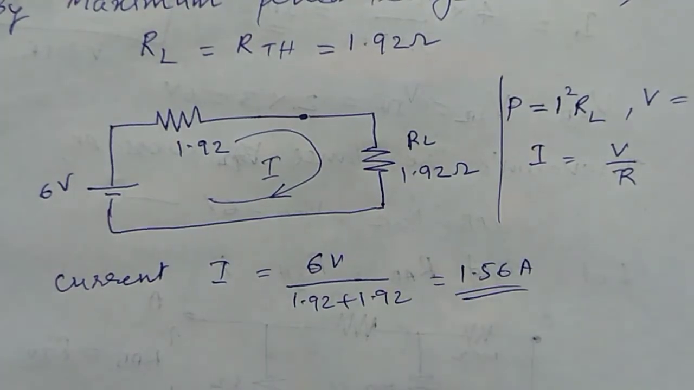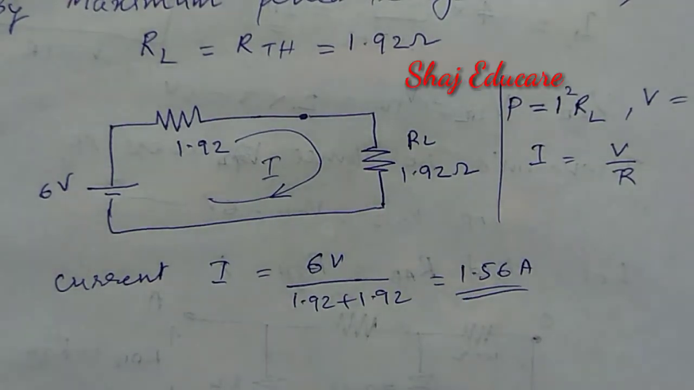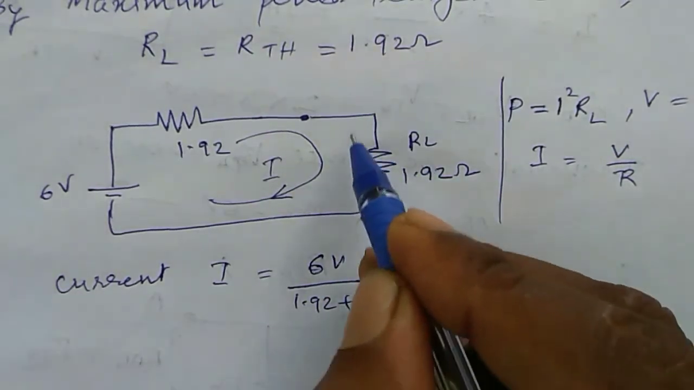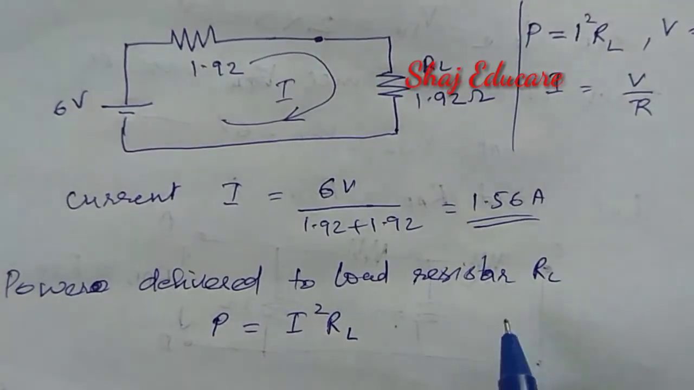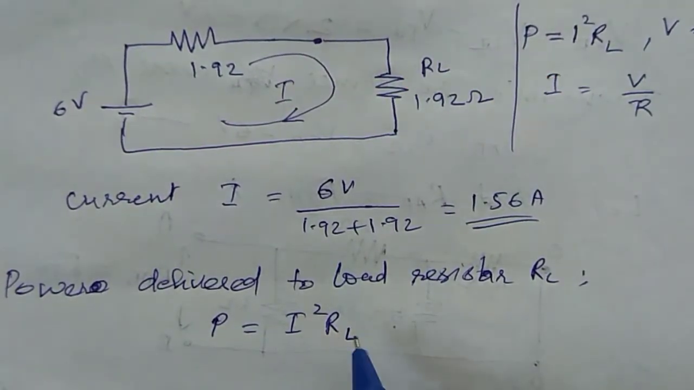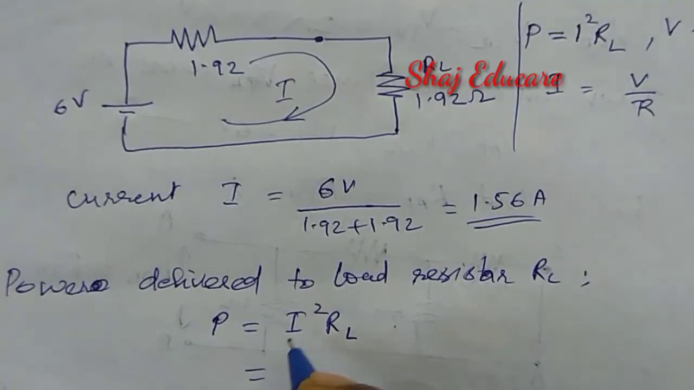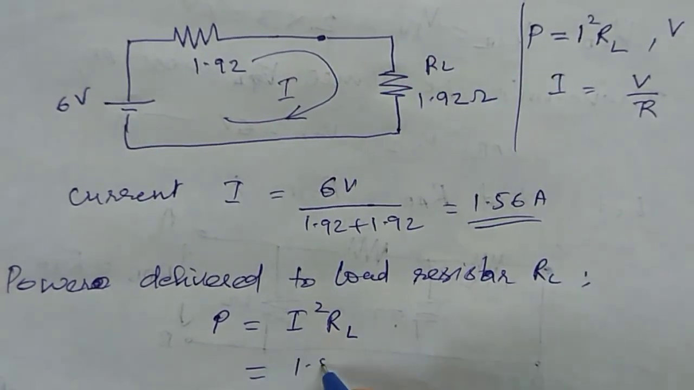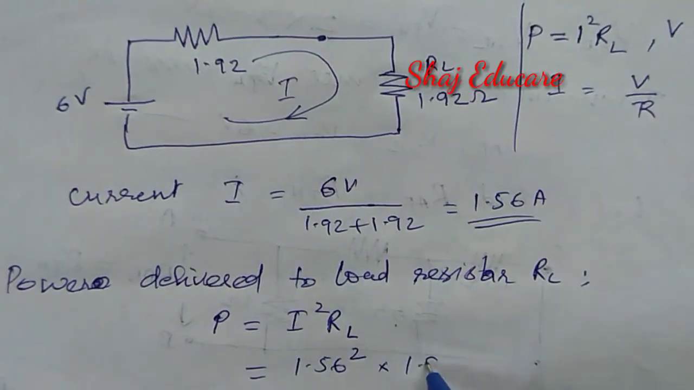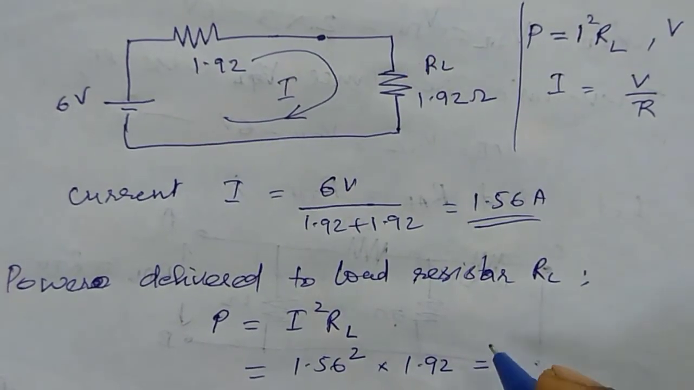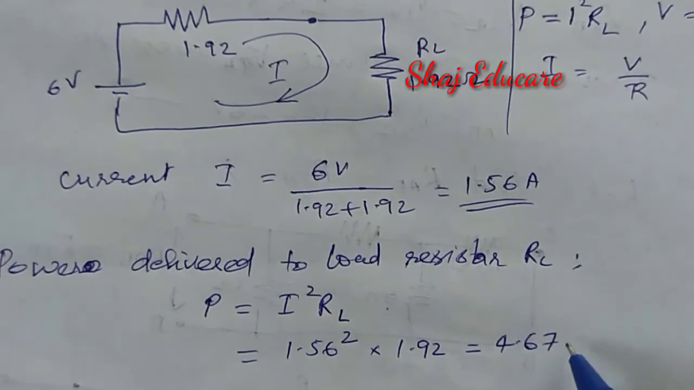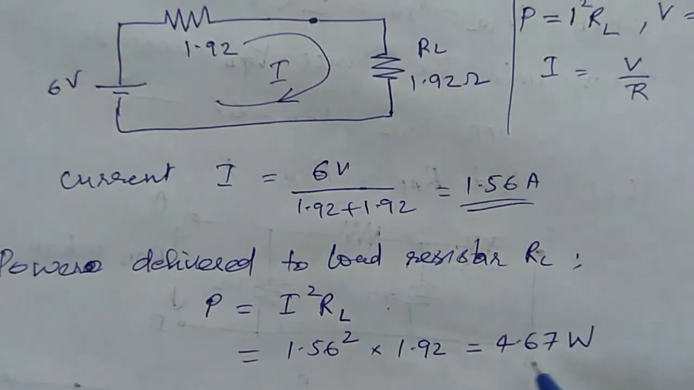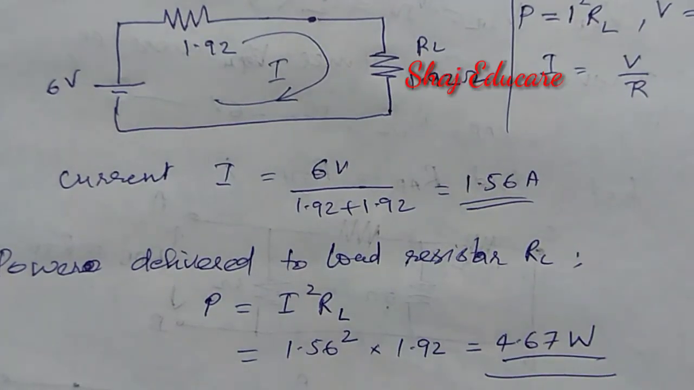Now at last we are going to find the power delivered at the load resistor. Power delivered to the load resistor RL is given by P is equal to I square RL. I is equal to 1.56, squared, times RL, which is 1.92. That will give the result as 4.67. The unit of power is watts. Okay, thank you.